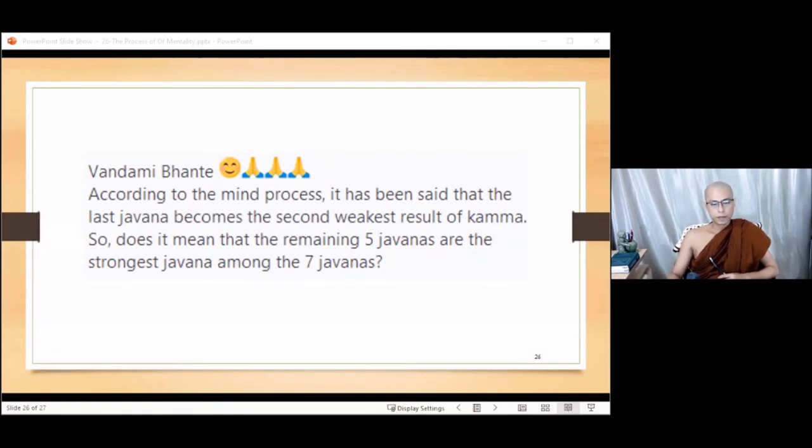Then the remaining 5 javanas can produce their result starting from the third life, depending on the condition. When they have the other conditions to give their result, they can produce their result starting from the third life, and they can continue. So the strongest one is the first moment.